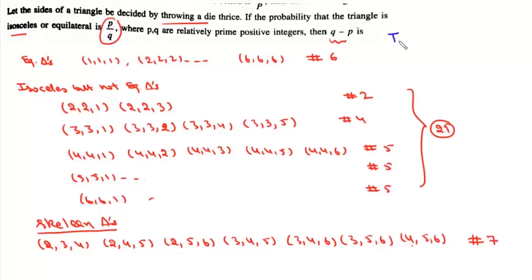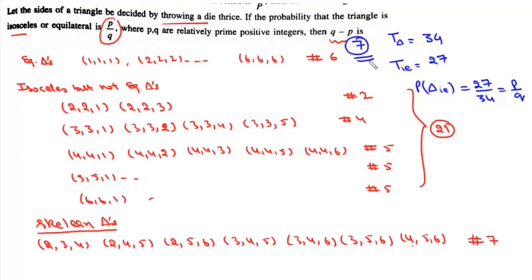Now the total number of triangles that are possible will be 6 plus 21 plus 7, which is 28 plus 6, 34. And out of these 34 triangles, the triangles which are either isosceles or equilateral number 6 plus 21, which is 27. So the required probability that the triangle is either isosceles or equilateral will be 27 by 34, which is given as P by Q. Now we need to find the value of Q minus P. Now 34 minus 27 is 7. So the answer to this question is 7.